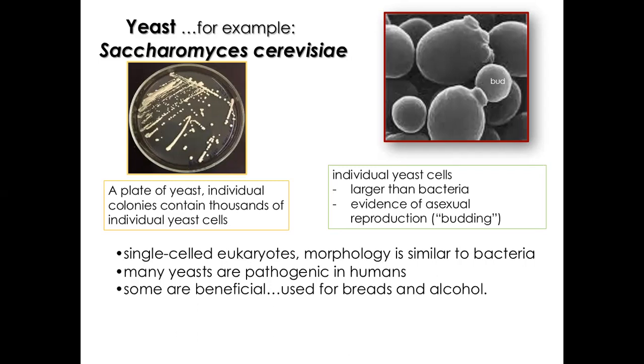And here on the left, someone took some yeast and streaked it onto this petri dish that's got some gelatinous nutrients for the yeast to grow on top of. Each one of these little individual colonies you can see here contains thousands of individual yeast cells. If you take one of those and put it under the microscope, you can see this image on the right. You've got your individual yeast cells here.